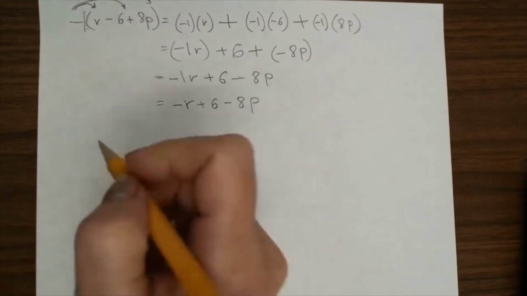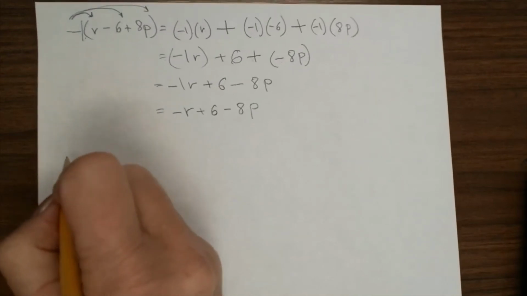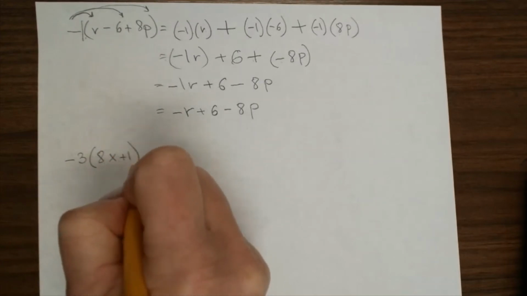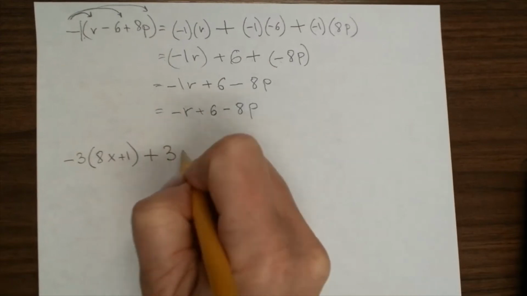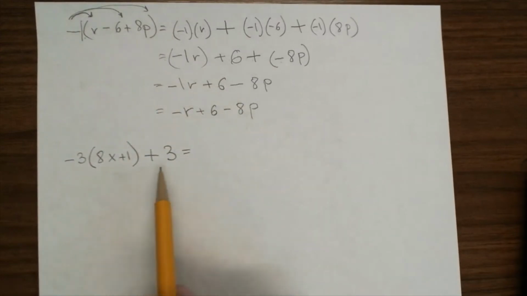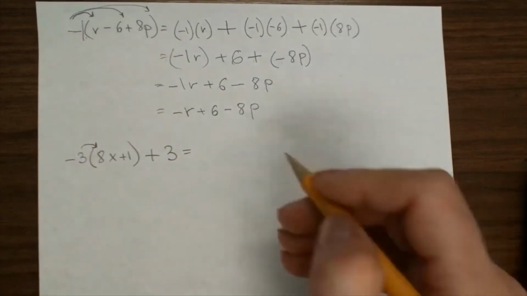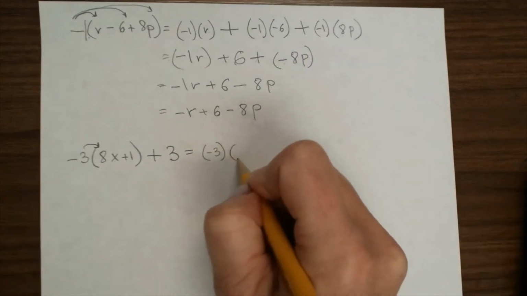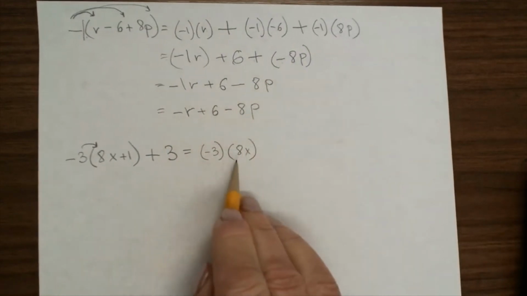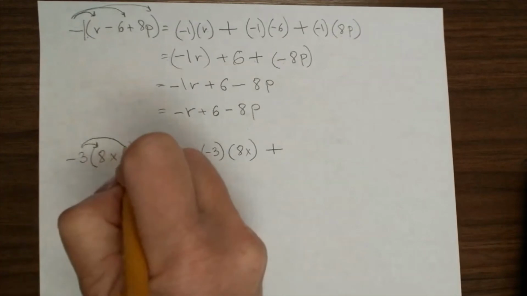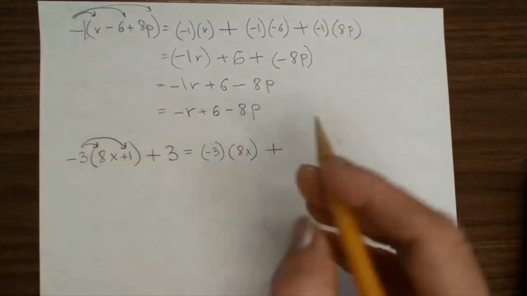Okay, and the last and the hardest example. Negative 3 parentheses 8x plus 1. And this here plus 3. And I made it a little bit bigger so I can see it better. What are we going to do? We will use our distributive property. Negative 3 times 8x. Negative 3 times positive 8x. Nice handwriting. We'll put big fat plus sign. And we have negative 3 times positive 1.